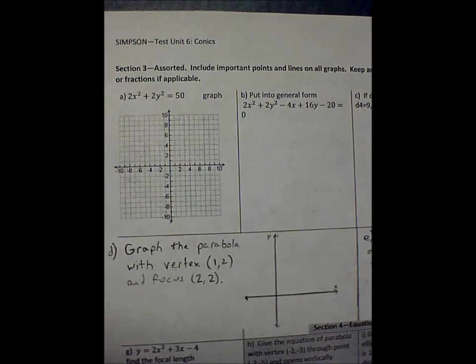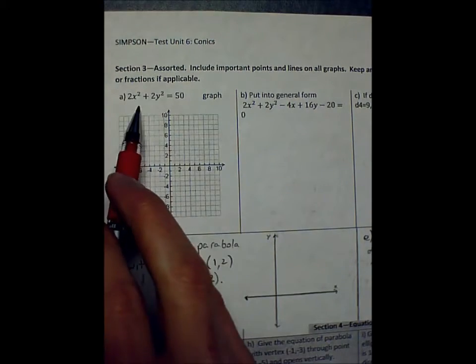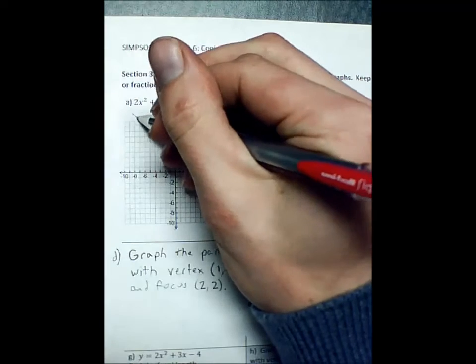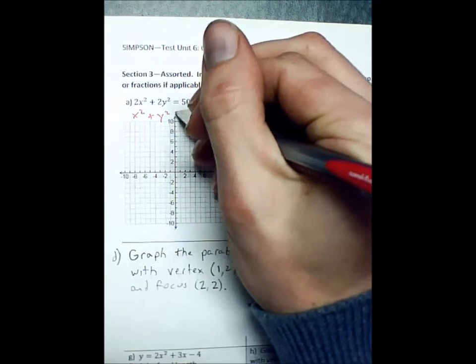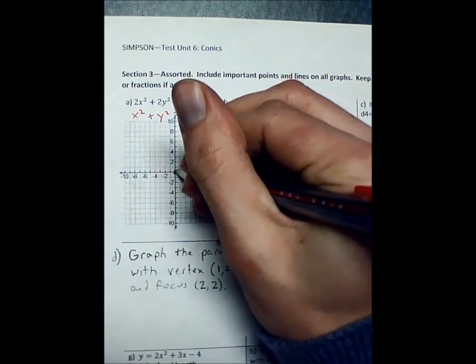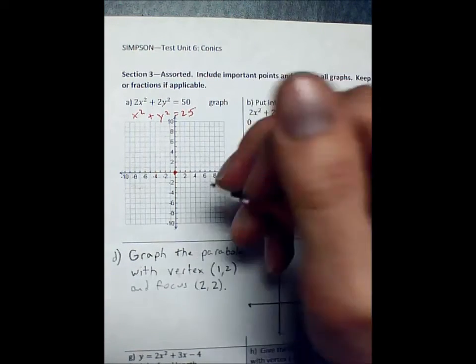Section 3. This one's going to take a little bit longer. Let's start here. To graph this circle, we want to put it into standard form. That means we need to divide everything by 2. X squared plus y squared equals 25. That's a circle centered at 0, 0. And the radius is the square root of 25, which is 5.